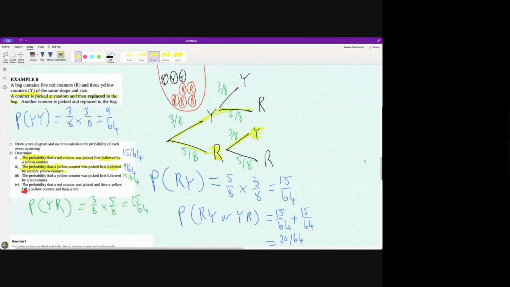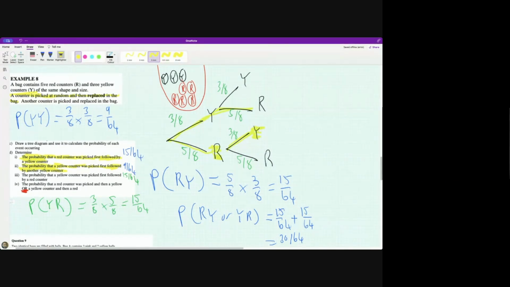Okay, I think it's time for a break, but just give me a score out of 10 for how you felt about this last example. I know I went a bit quickly there, but it felt like you were getting better. Give me a score out of 10 for how you feel about tree diagrams so far. All right, now the good news is we're going to do more after the break, so you don't need to stress if we're not quite there yet.